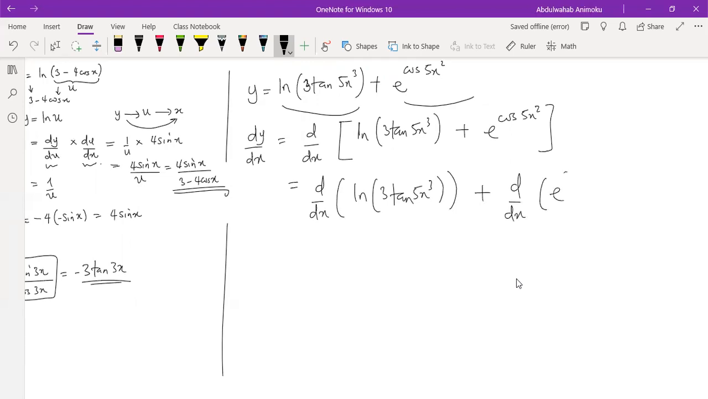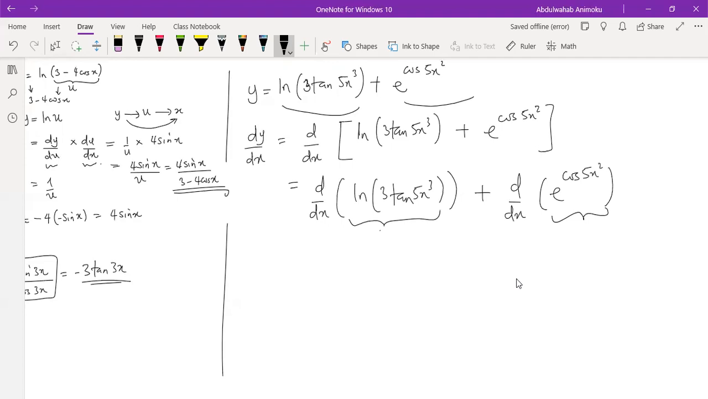So that means I need to find the derivative of each of these functions and then add them together in the end. So my question becomes, what is the derivative of this and what is the derivative of this? Okay, now if I can find the derivative of those two functions, I can just add them together to get my final answer. So let's break this thing down separately.